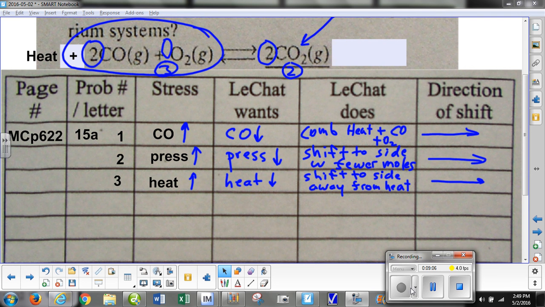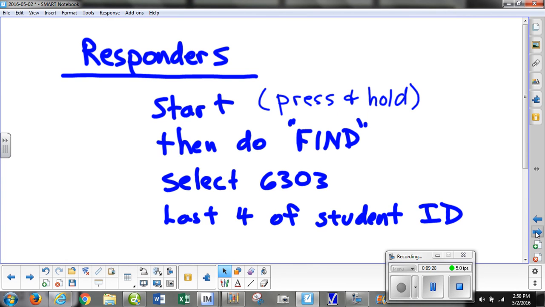Thank you. Okay, so we put down that we're shifting to the side away from the heat, and that's what's over in here. And then we're doing the right-hand shift because the heat is on the left. So that's the direction away from the heat. Okay, so next thing we're going to do is you guys are going to pick up your responders and we're going to do some questions.